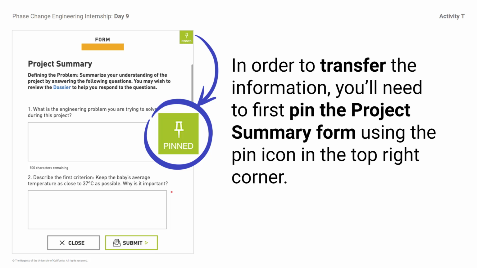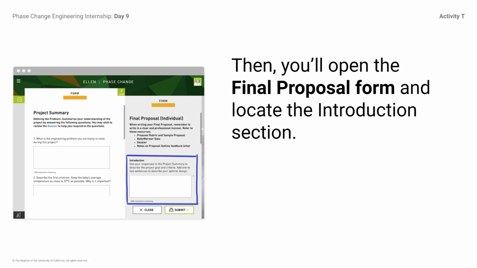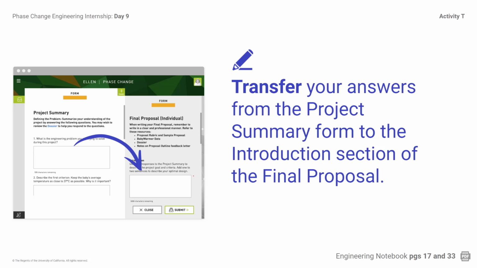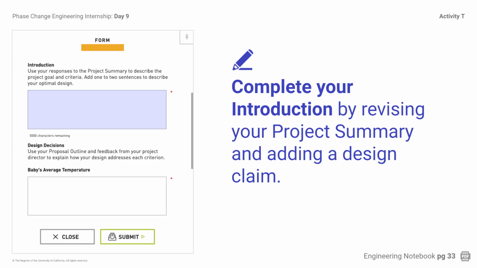In order to transfer the information, you'll need to first pin the project summary form using the pin icon in the top right corner. Then you'll open the final proposal form and locate the introduction section. Transfer your answers from the project summary form to the introduction section of the final proposal. Students, copy and paste from the project summary form to the final proposal form.